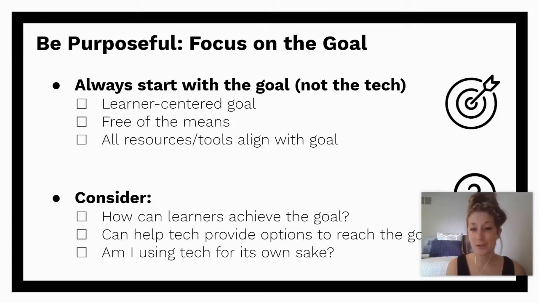And a couple of questions to kind of frame your lesson planning here. Consider, how can learners achieve the goal I've made for them? How can tech help provide options to reach this goal? And am I using tech for its own sake? By using Flipgrid as a way for students to show their understanding of this learning goal with ancient Rome, am I just using that because I want to use Flipgrid, or does it actually give my students another option? I'm going to show you an example here, and you can work through one maybe from your own learning environment as well.